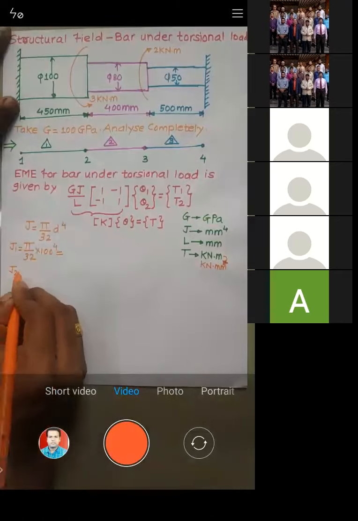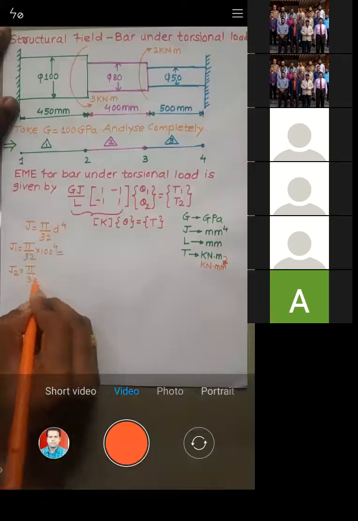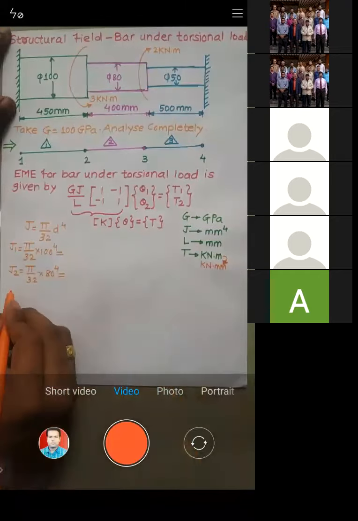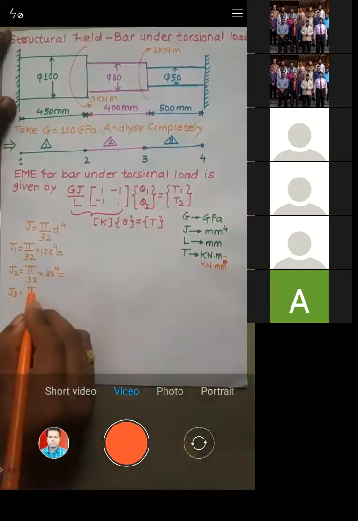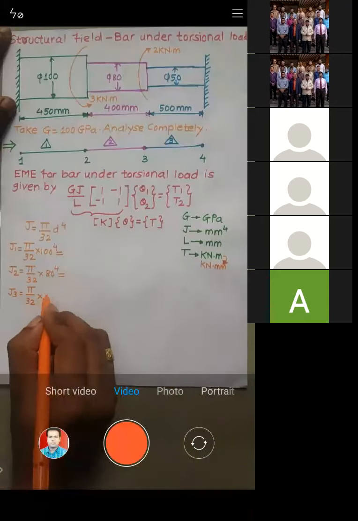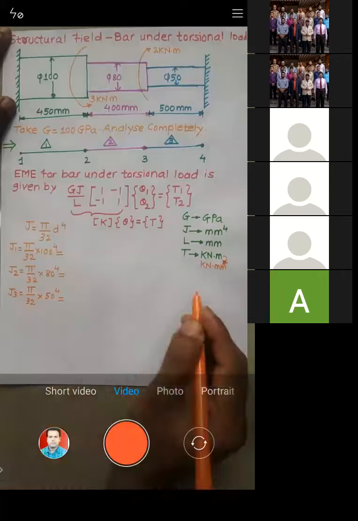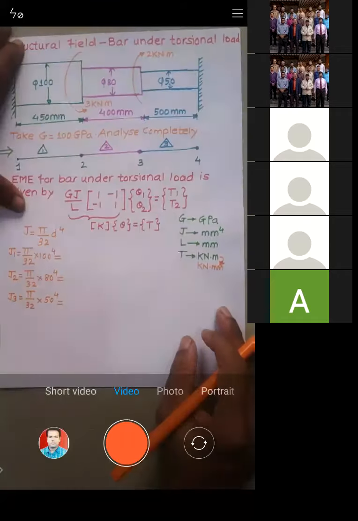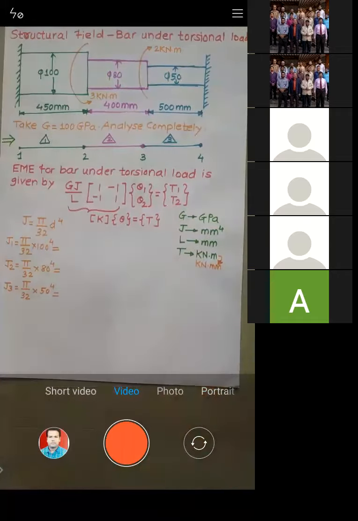Similarly, we need to calculate J2. It is again pi by 32 into D, diameter is 80, raised to power 4. Next, J3: pi by 32 into its diameter, which is 50, raised to power 4. Just do the calculation and let me know the values which you are getting.